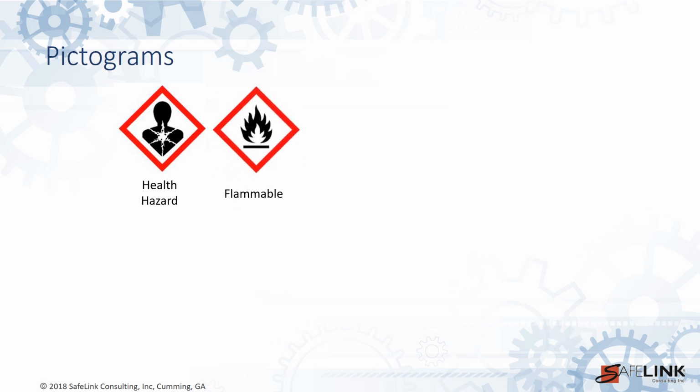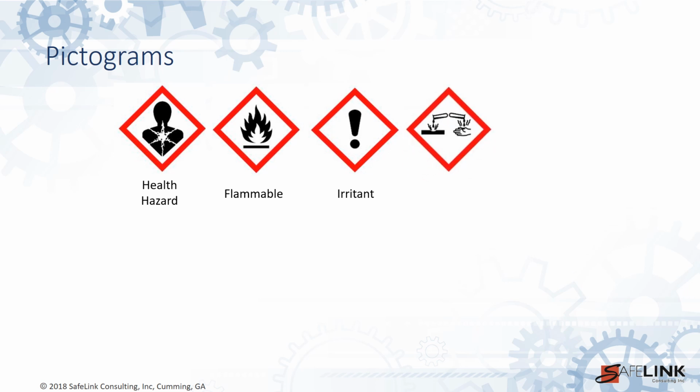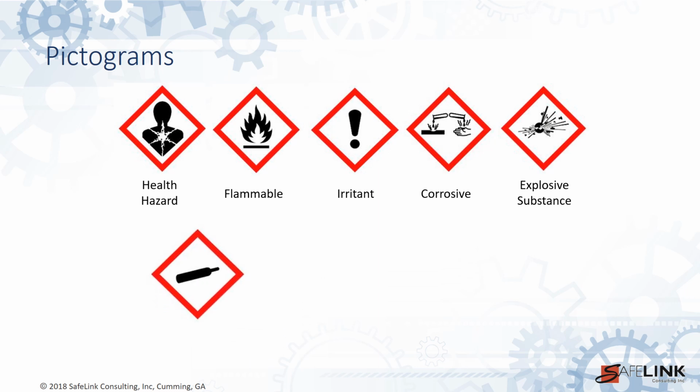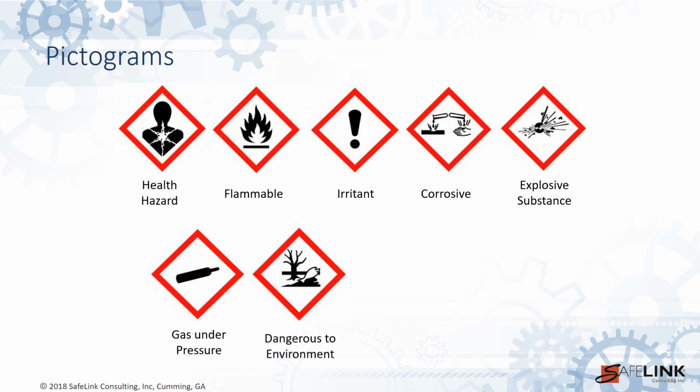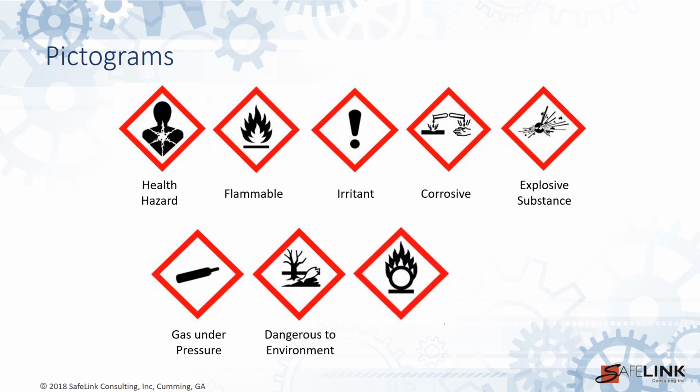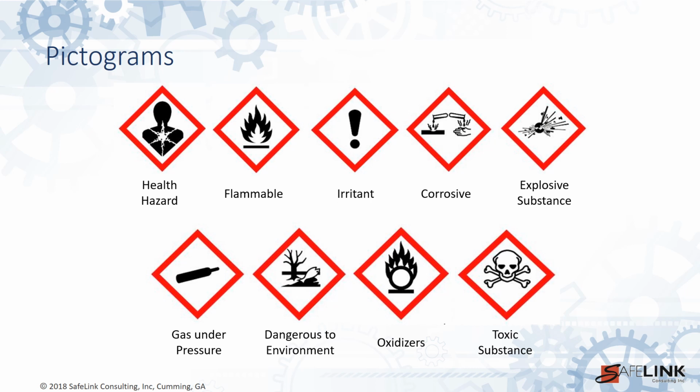This one, flammable materials. The exclamation point indicates that the chemical may be an irritant. This symbol portrays a corrosive. This one, an explosive substance. A compressed gas cylinder. This is one when it's under pressure. The dead tree and the dead fish will determine that it is dangerous to the environment. This one will indicate that it will be an oxidizer. And the final one would be the skull and crossbones, which indicate that this is a toxic substance.